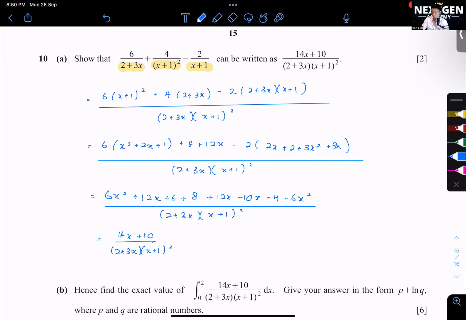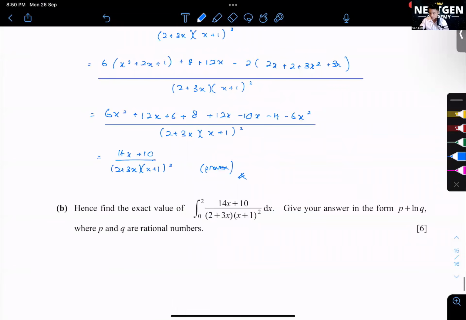Okay, shown. Okay, or proven. Don't know, also just write proven only. Okay, just write the final answer, proven. Write something. 2 marks only anyway. Okay, this kind of question, you got to remember how to do it.